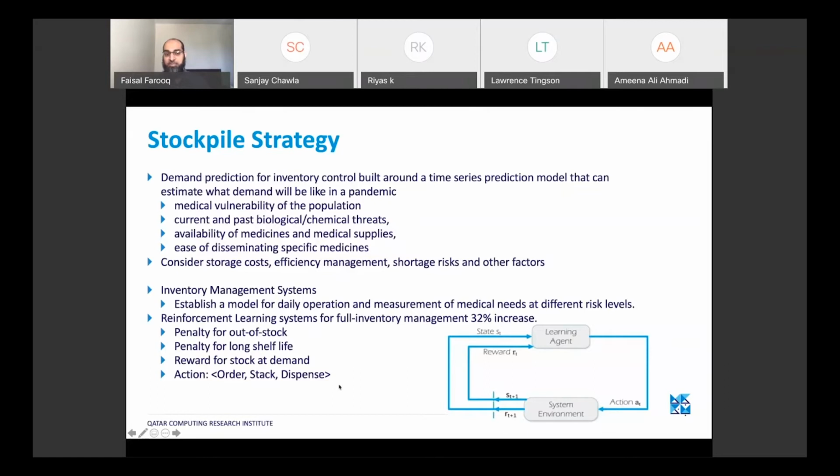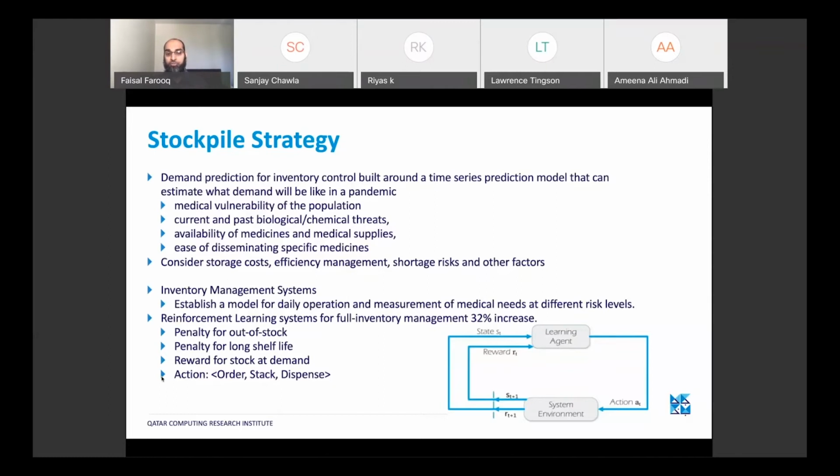Inventory management systems tie very well into this kind of machine learning model, where you give penalties to these algorithms if something goes out of stock. If something stays on the shelf for too long, that again is a penalty. There's a reward every time you're able to meet a demand by having something in stock. And then there are actions that you perform, and there's an action state. Using these machine learning inventory management systems, it was noticed in the past that there's at least a 30% increase in efficiency, reduction of cost, meeting demand, and so on and so forth.